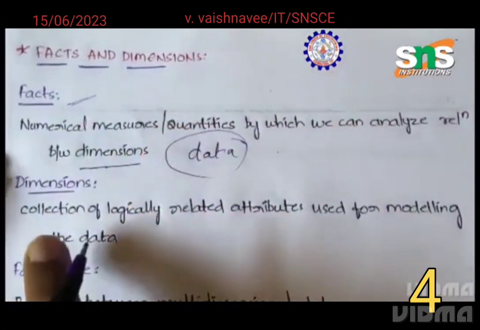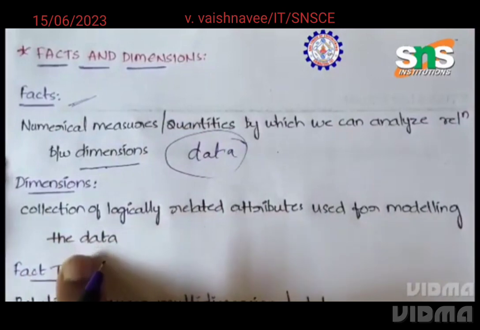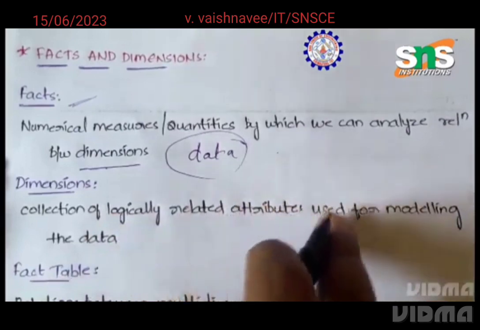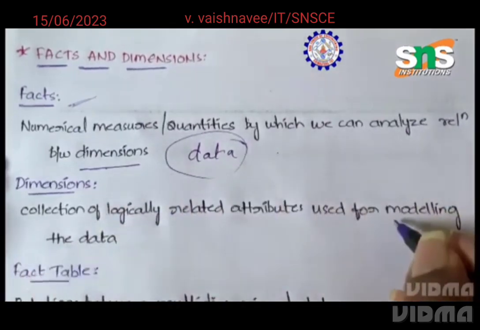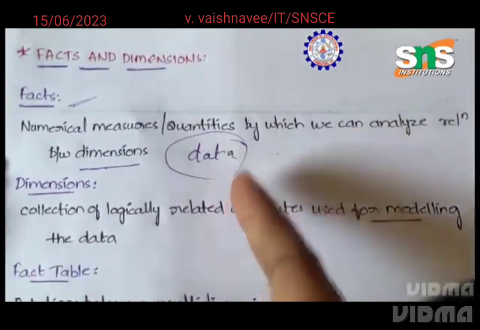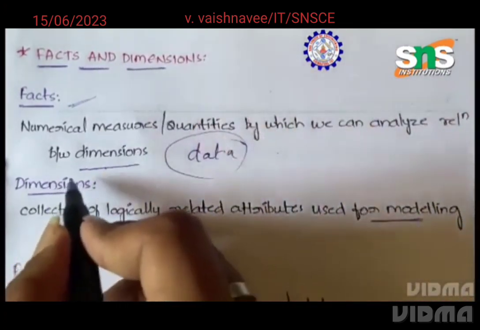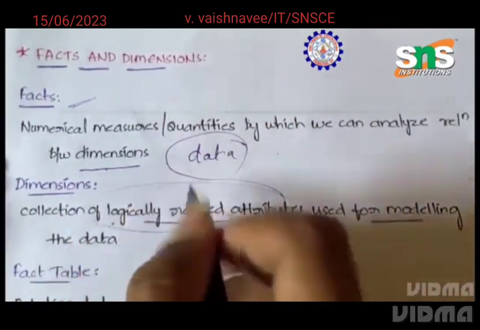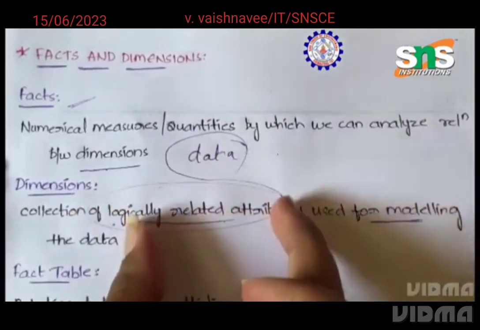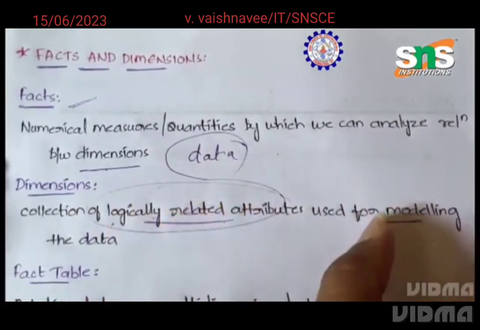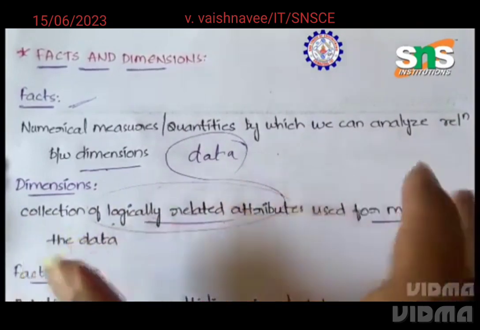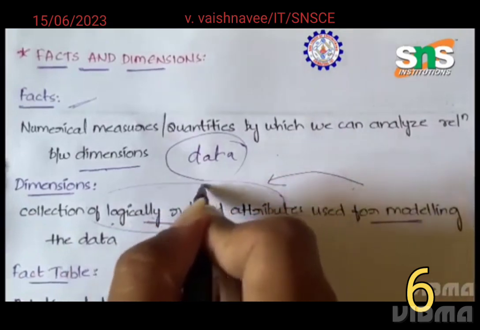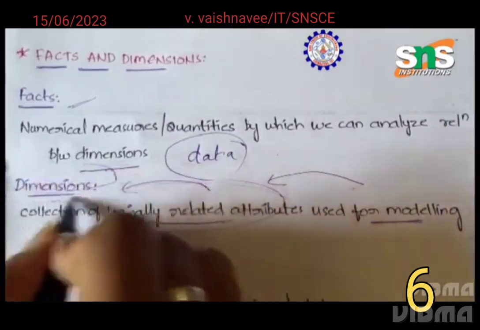Done. Next, dimension. What do you mean by dimensions? Dimensions are nothing but a collection of logically related attributes which are used for modeling the data. I explained what data modeling is in the previous video, right? So here dimensions means a collection of logically related attributes. You collect all the logically related attributes which are used for modeling the data, and they are called the dimensions.